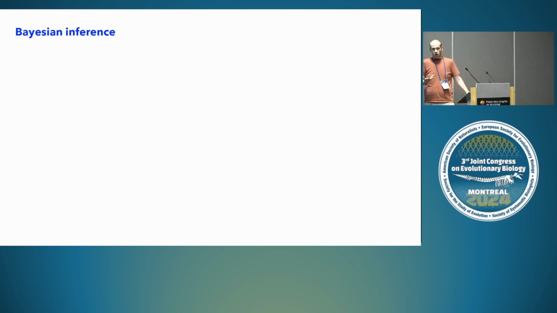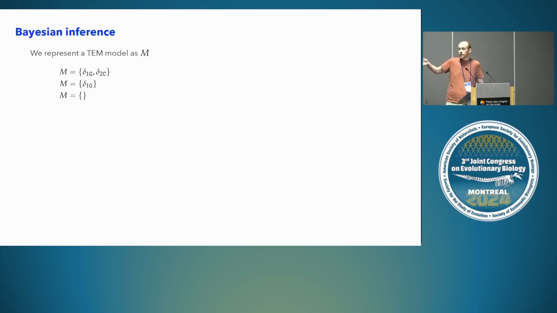That's the basic model, but our goal is to infer what the TEMs are. So I'm going to try to explain how that works. We're going to represent the TEMs with this object M, which is like the TEM model. And it basically just looks like a list of the effects. So in this case, M is just a list of the effects associated with these two nucleotides at positions 1 and 2.